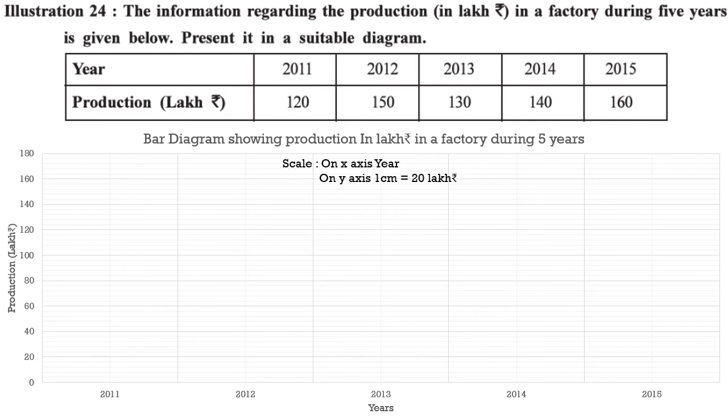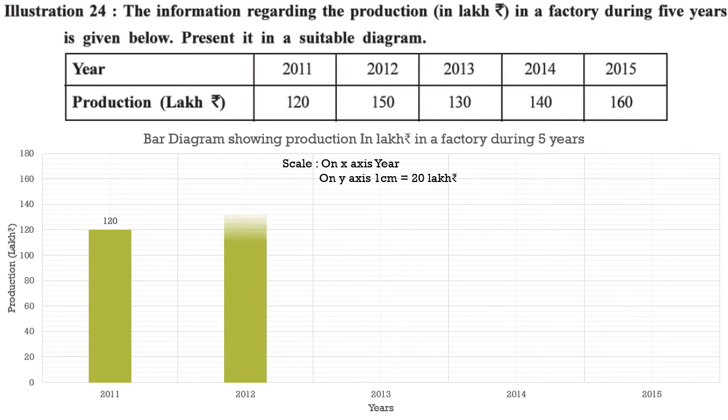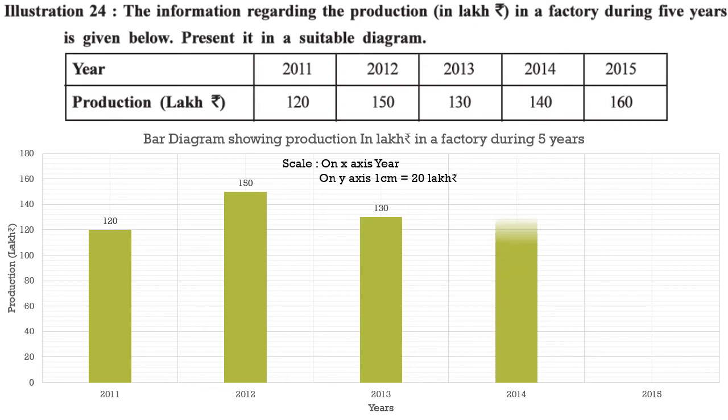Once you are done with this, we start. In 2011 the value is 120, so the first bar will go up to 120. Next is 150, that will be between 140 and 160. Next is 130, between 120 and 140. Next is 140 exact, and then 160. Okay, so this is the end of your diagram.